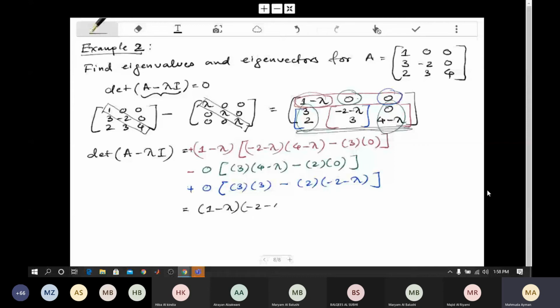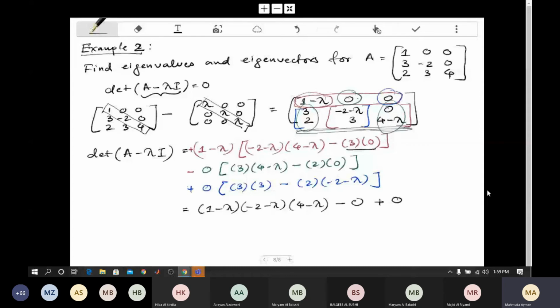This one here is 0, so we don't need to write it down because 1 minus lambda times 0 will be 0. And then we have here minus 0. This one here is also multiplied by 0, so everything is 0. And then we have plus 0 because everything there is also multiplied by 0, so we only have 0.